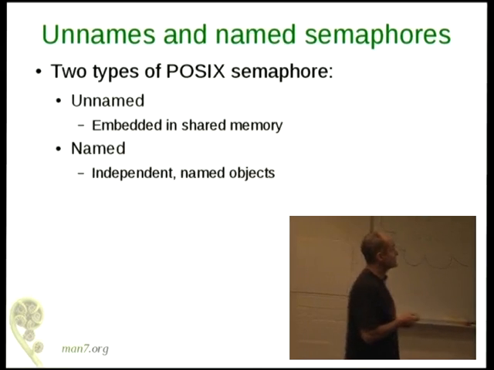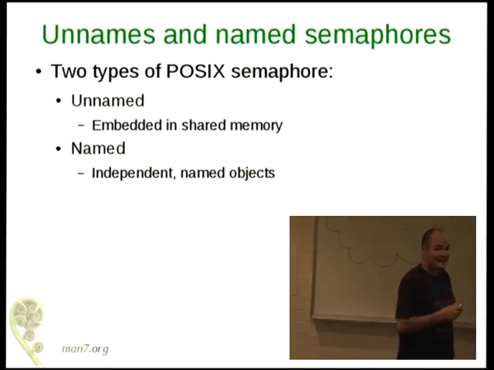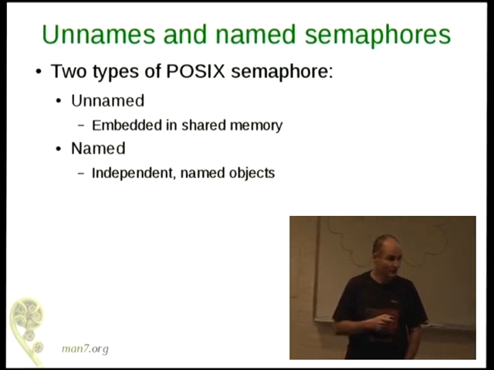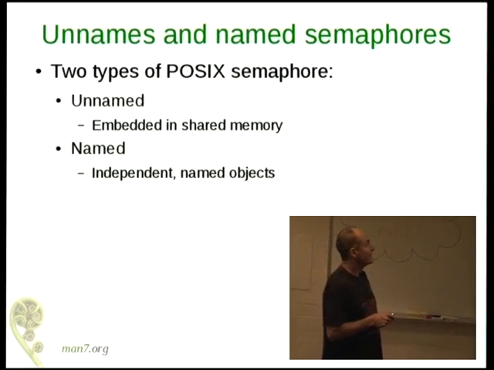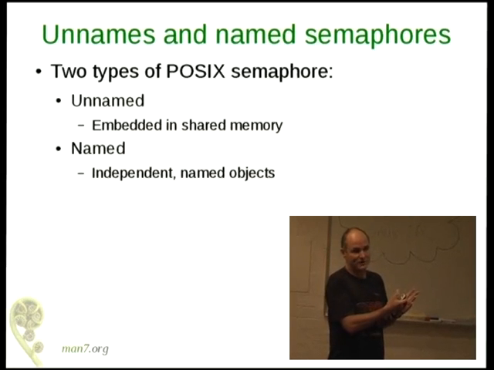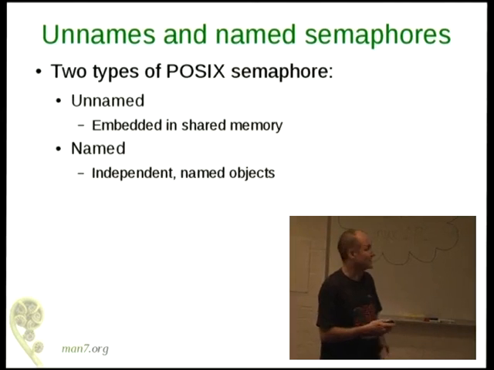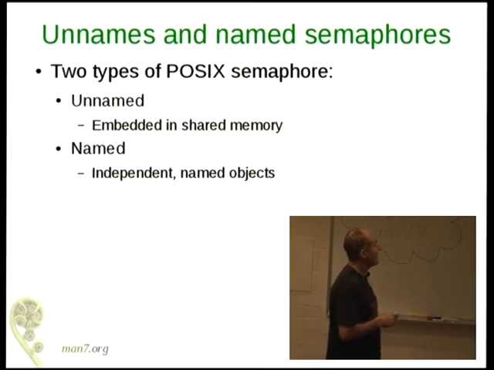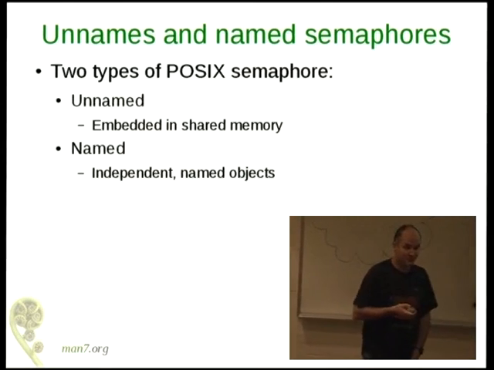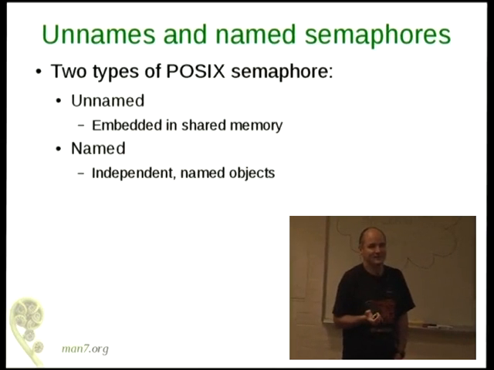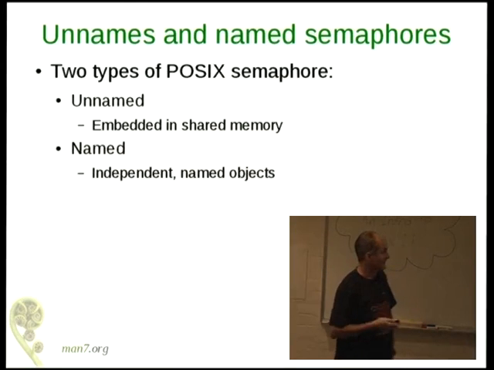There are 2 types of POSIX semaphores. There's what are called unnamed semaphores or anonymous semaphores. The way to share those between processes is to put them into the same piece of shared memory. So you can do something like creating a shared memory object and embedding a semaphore inside that shared memory object. The other flavor is named semaphores, and these exist independently of anything else. They're objects that you create and manipulate and then destroy or unlink.